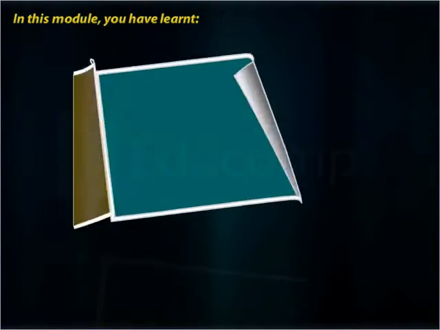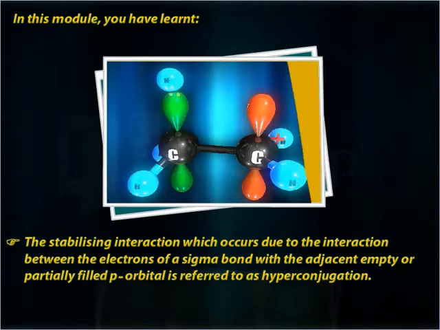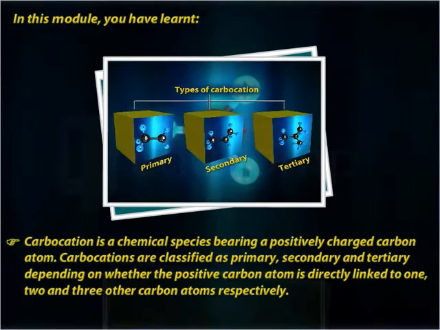In this module you have learned the stabilizing interaction which occurs due to the interaction between the electrons of a sigma bond with the adjacent empty or partially filled p orbital is referred to as hyperconjugation. Carbocation is a chemical species bearing a positively charged carbon atom. Carbocations are classified as primary, secondary and tertiary depending on whether the positive carbon atom is directly linked to 1, 2 and 3 other carbon atoms respectively.